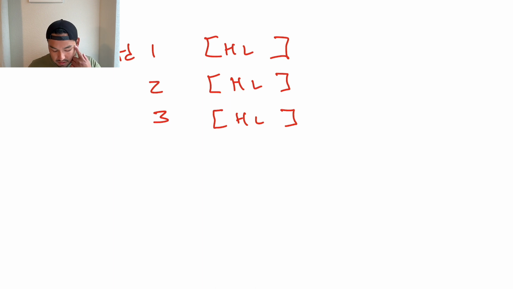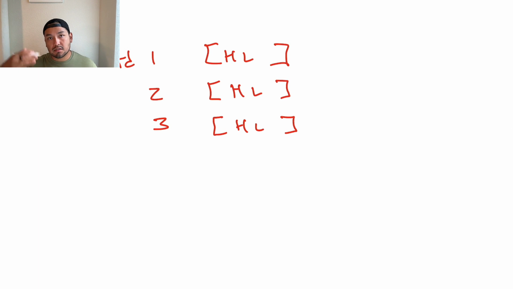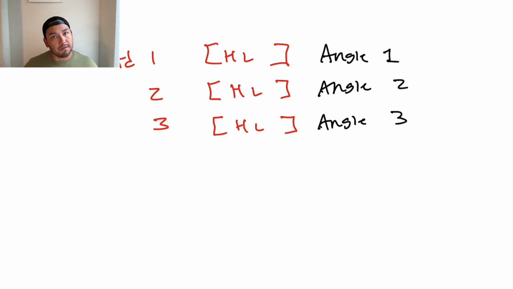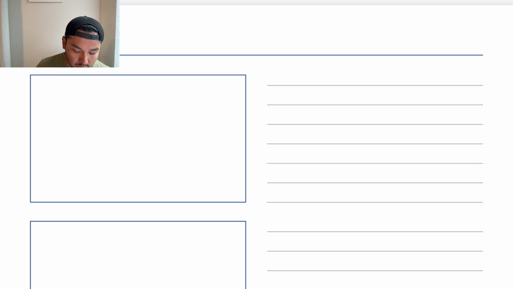Now, what's different here is that everything else, like all the position 2 headlines, all the position 3 headlines, are going to be different angles, okay? So this is one of the first things you want to do to make sure you get as many clicks as possible. You want to split test as many ads. So let's go ahead and show you some examples. Let's get started with the first one.